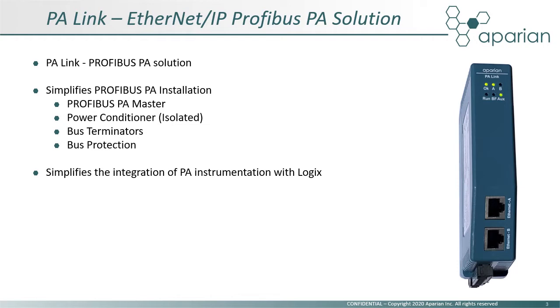Firstly, the module is a PA master and thus no DP master or DP to PA coupler is required. The PA-Link also includes an isolated power conditioner supplying power to the bus, which can be disabled by software. An internal software-controlled bus terminator is also included. The power conditioner has a software configurable current trip limit, providing protection from bus faults. The PA-Link provides tight integration with Logix and automatically creates user-defined structures for each PROFIBUS PA device.